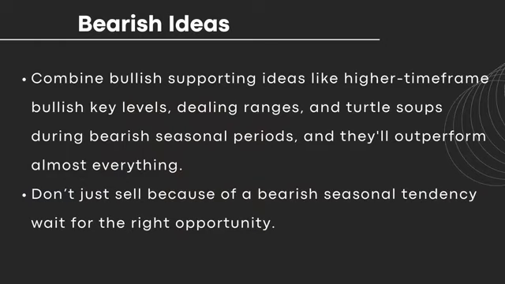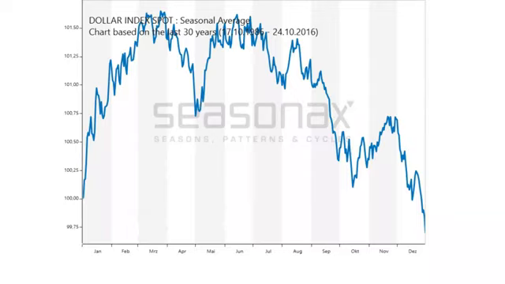Moving on, here we're going to discuss how to combine bearish seasonal tendencies with bearish supporting ideas and concepts like key levels, dealing ranges, and market profiles, and so on, right? And again, you would follow the same two protocols. So we've got this DXY seasonal chart again, and we're going to use this to see how we could find bearish trading ideas during bearish seasonal times of the year and combine them with bearish supporting ideas, right?